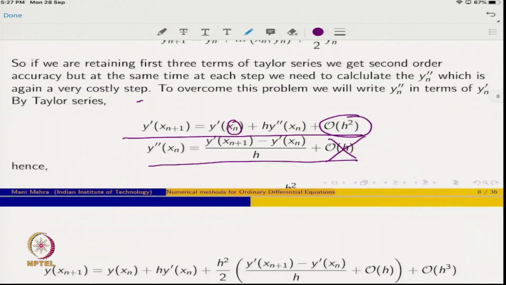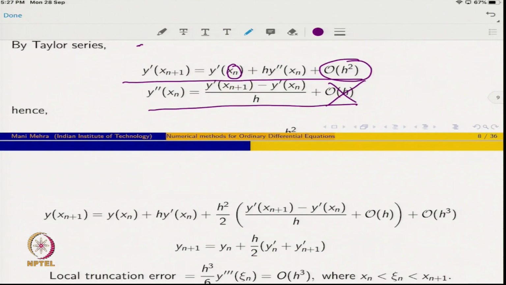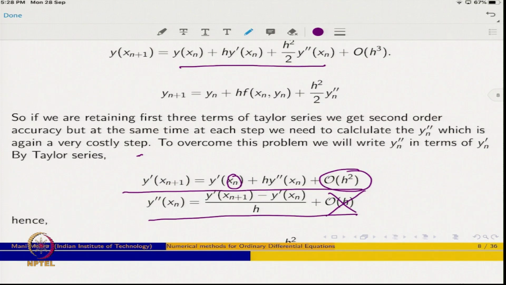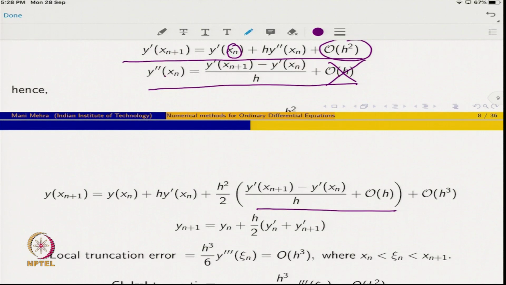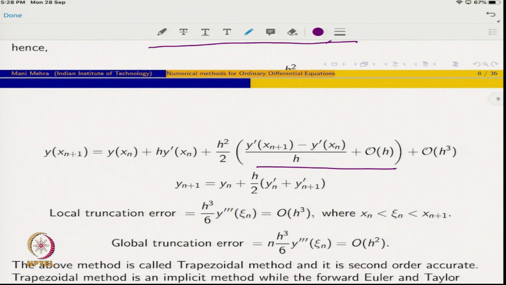Now I am substituting the value of y dash here in the Taylor series, that is, I am substituting this value of y double dash here, and after neglecting the error term, which is order of h cube from here, and again this is order of h cube, because h square is multiplied with h, this will be order of h cube. So after neglecting this term we get the following equation.